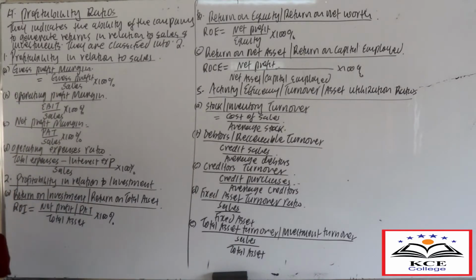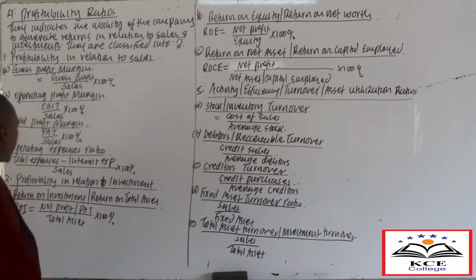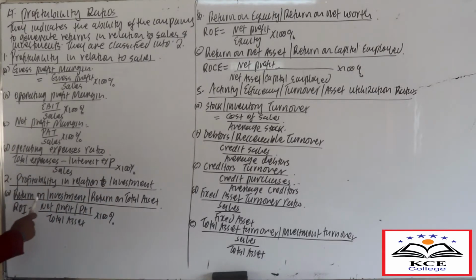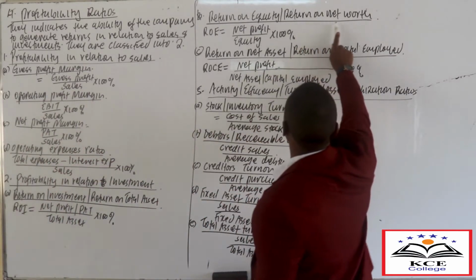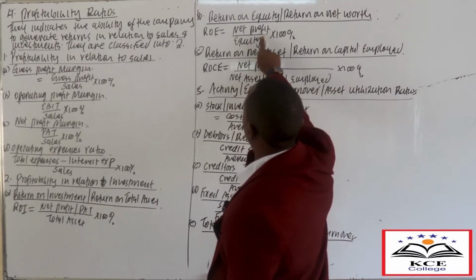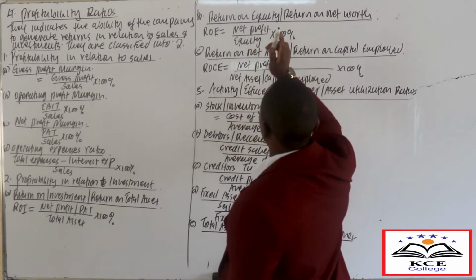Now, the second category is the profitability in relation to investments. Number one, we have return on investment, or ROI, or return on total assets. So how do you get the return on investment? You take the net profit, or the profit after tax, you divide by the total asset. Number B, we have return on equity, or return on net worth. You just take the profit after tax, you divide by the equity.